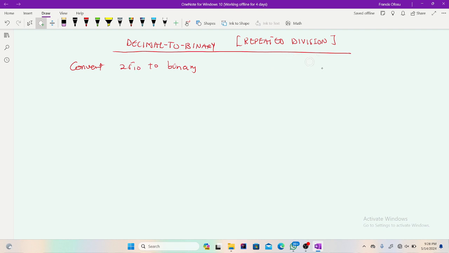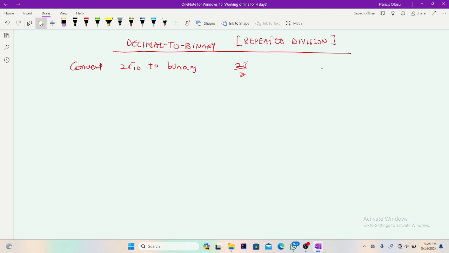So what do we mean by repeated division? We want to convert our number here to base 2, right? You know, base 2, we deal with what? 2 as a base, right? So we keep on dividing our number, which is in decimal, with what? The number 2. So 25 divided by 2. Then you'll be writing the remainders at a different side.